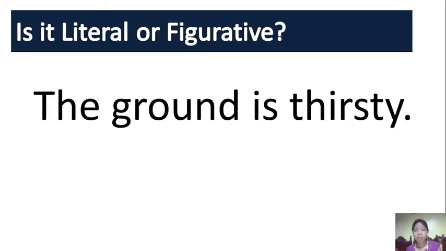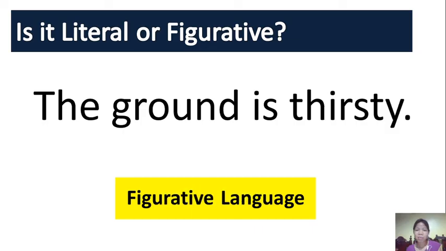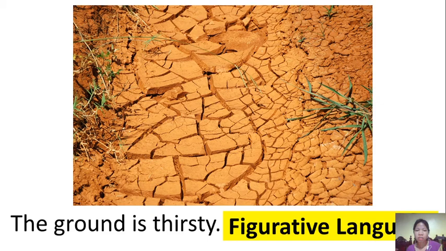What about this? The ground is thirsty. Can a ground be really thirsty? That's right. This is an example of figurative language. It just means that the ground is dry and it needs water. This is an example of figurative language.